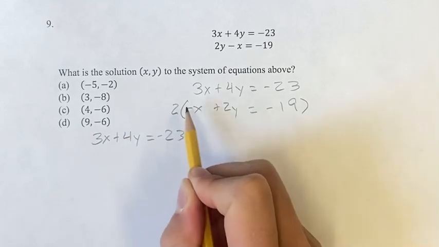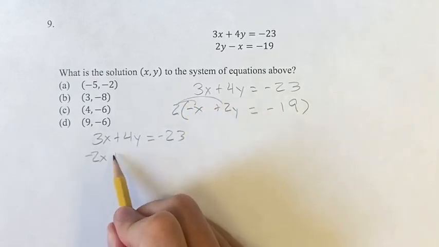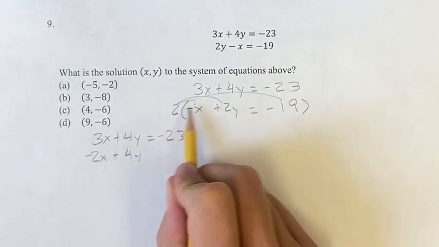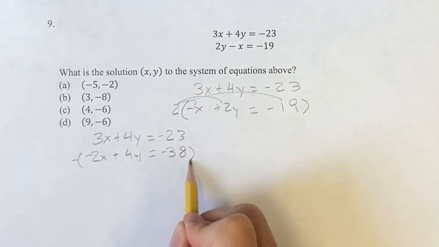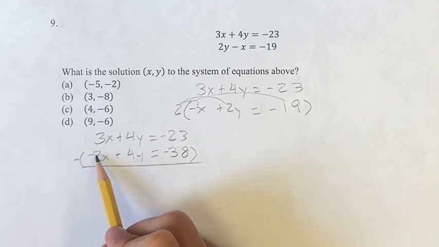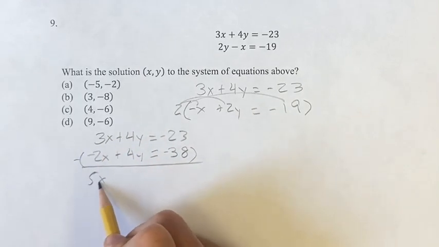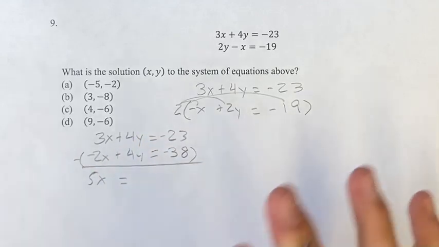That stays the same. Then we have negative 2x plus 2 times 2 is plus 4y is equal to 2 times negative 19 is negative 38. And now, with elimination, when we subtract these, we have 3 minus negative 2x is 3 plus 2 is 5x. 4y minus 4y, again, cancels out, which is perfect.